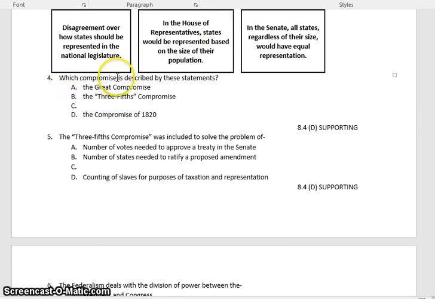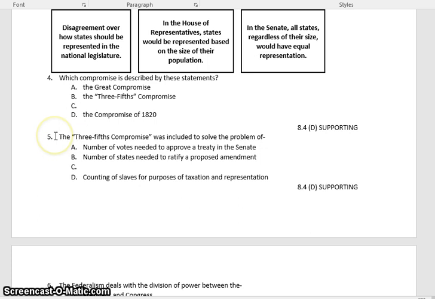Number 4. Which compromise is described in these statements above? We have disagreement over how states should be represented in the national legislature. In the House of Representatives, states would be represented based on the size of their population. In the Senate, all states, regardless of their size, would have equal representation. So we have the House of Representatives and the Senate, based on the size of the population, based on equal amount of representation. Is this A, Great Compromise, B, 3/5 Compromise, or D, Compromise of 1820? Which of these have you heard of that could be involving the House of Representatives and the Senate?